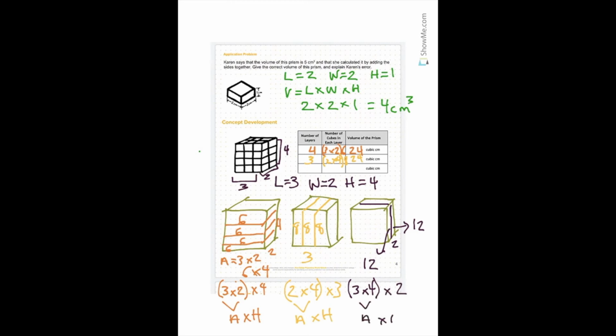So again, our area times our height. Area is length and width. So that's like saying length times width times height. So if I'm writing it in here, I have 2 layers. I solved it by 3 times 4, which is 12, and that gave me 24 cubic centimeters. Make sure you have all of these notes down. It's really important that you have the 3 prisms that we decomposed into different layers.